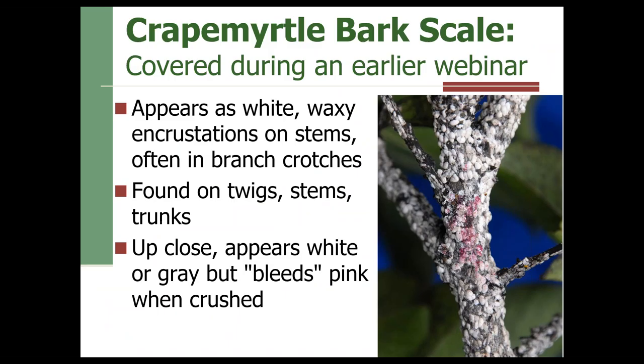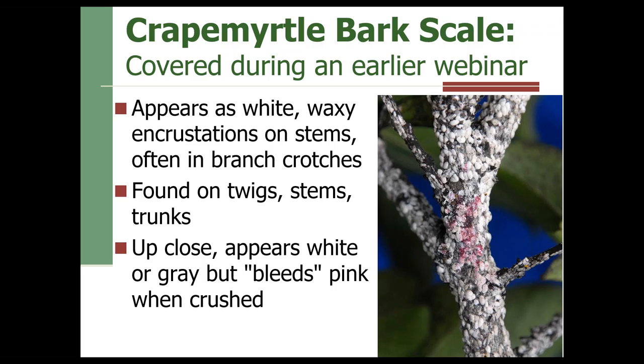So I'm not going to be discussing crapemyrtle bark scale today because it's been getting a lot of attention on other webinars and other information. But just as a review, it does appear as a white waxy incrustation found on twigs, stems, and trunks, and will appear white or gray but bleed pink when crushed. So that's going to be the diagnostic for this particular critter that is becoming an ever larger and ever expanding problem across the South. But today I'm not going to be focusing on this.